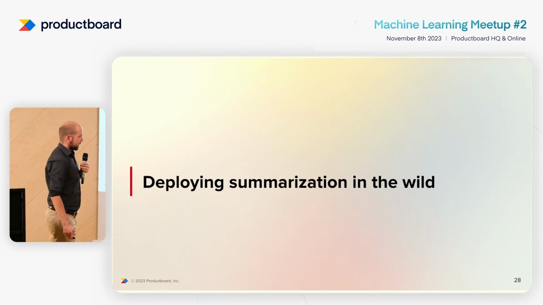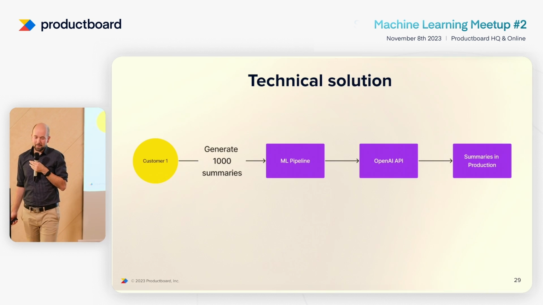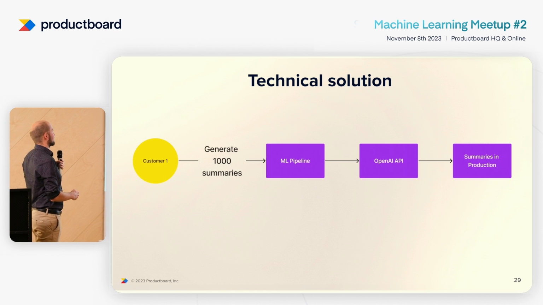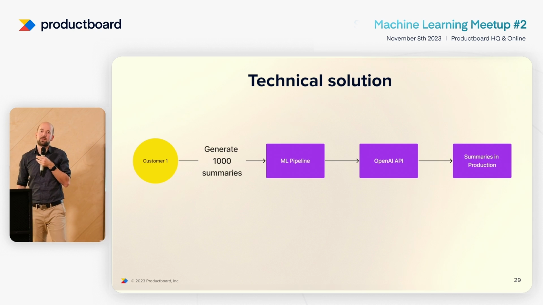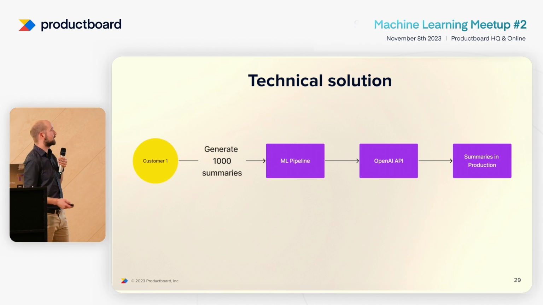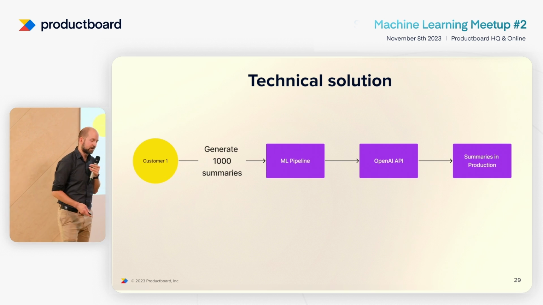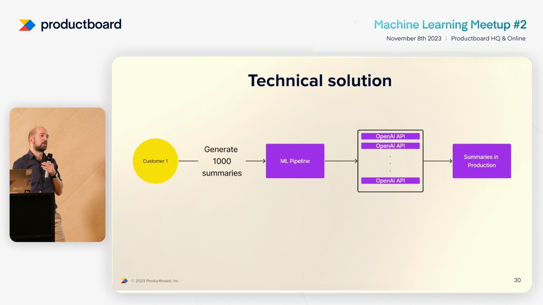In the end, I would like to share with you a story of how we deployed summarization in the wild. Optimally, it sounds like an easy thing, right? Let's say that there is a customer. This customer wants you to generate thousands of summaries. They have thousands of documents, and they want those documents to be summarized. So you feed those documents into your ML pipeline, they get processed, the prompt is created, you feed it into OpenAI, and then you send it to production. Yeah, this is the ideal situation. In a real scenario, it doesn't work like that.